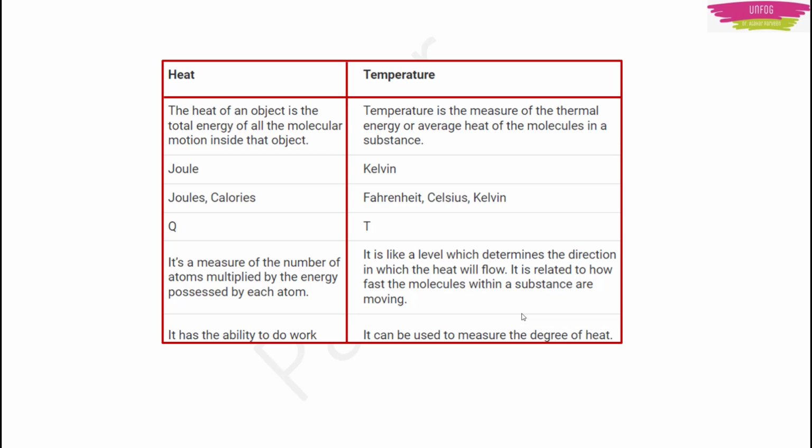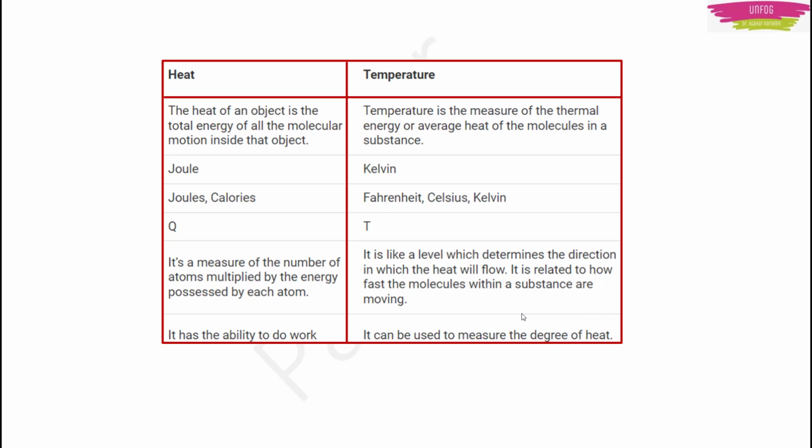Now because we told that heat is equal to the sum of the kinetic energy of the molecules, we can also say that it is the measure of the number of atoms multiplied by the energy possessed by each atom. Because we are talking about the sum of the atoms, right? But in temperature it is not like that. It is like a level which will determine the direction in which the heat will flow, and it is related to how fast the molecules within a substance are moving, because we are talking about the average kinetic energy, right? How fast the molecules are moving, we can calculate the average kinetic energy based on that. That will give you temperature.